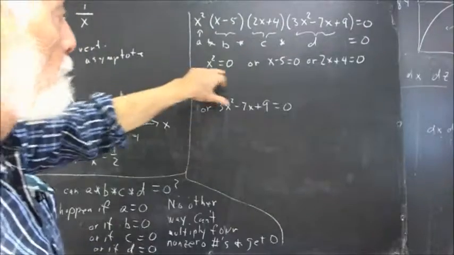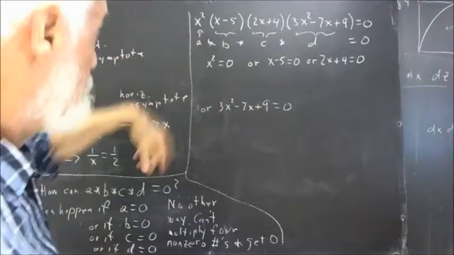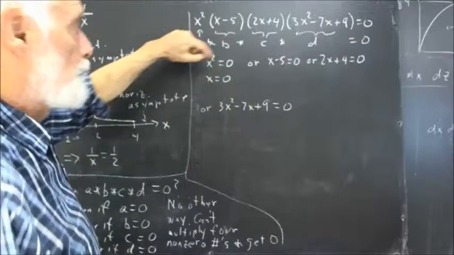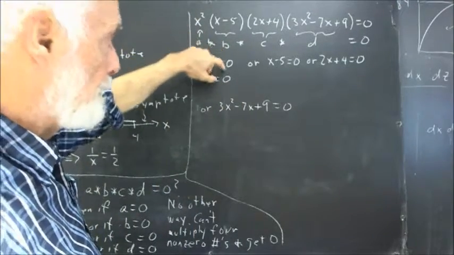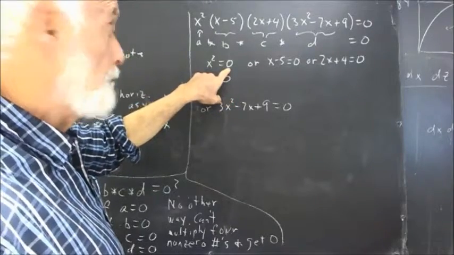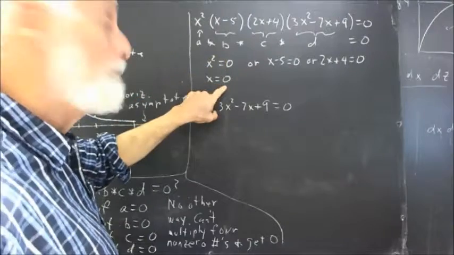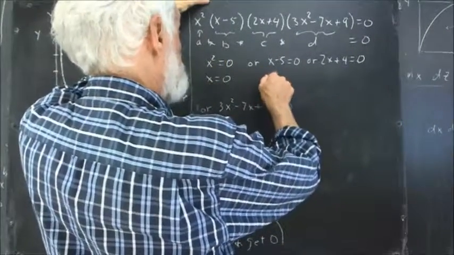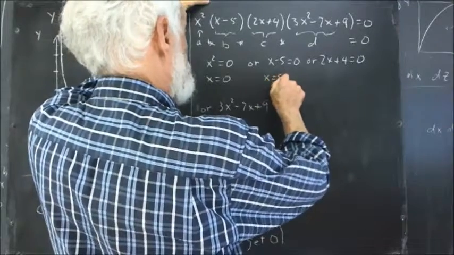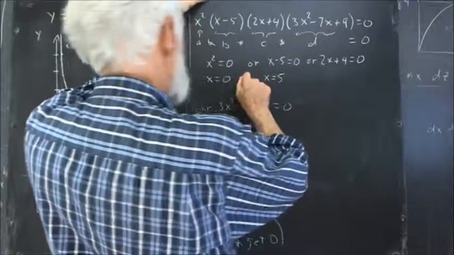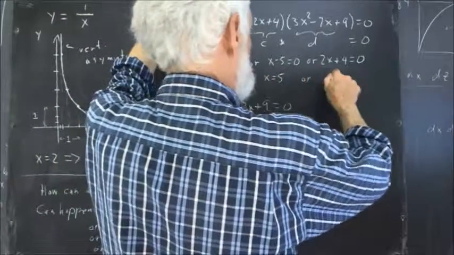Now, x squared equals 0, well, that's just an equation we can solve. We get x equals 0. Now, if you solve x squared equals something, you're going to get x equals plus or minus the square root of that something. But the square root of 0 is 0, and plus or minus in front of 0, it's still 0. Okay, x minus 5 equals 0. Very easy to solve that. You get x equals 5. 2x plus 4 equals 0. That's going to give you x equals negative 2.